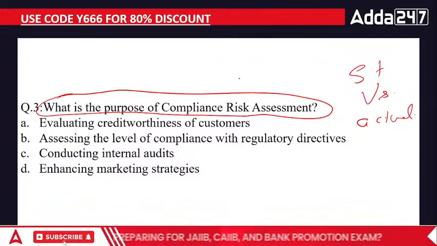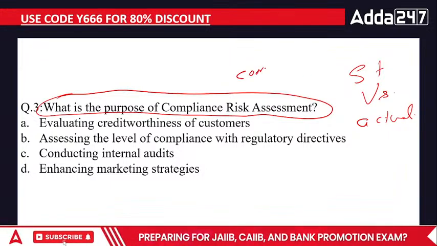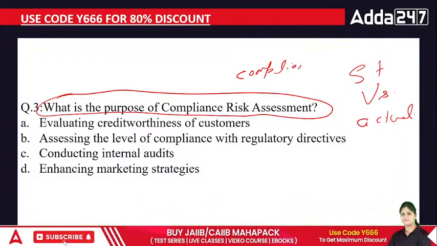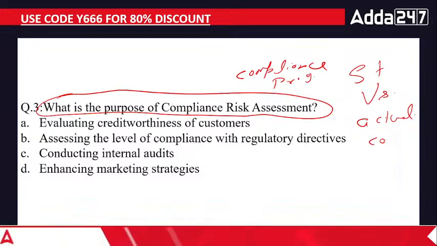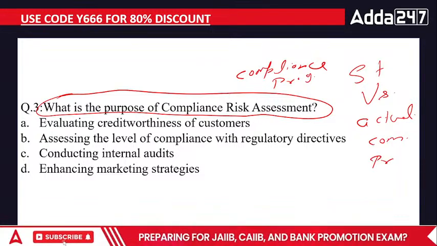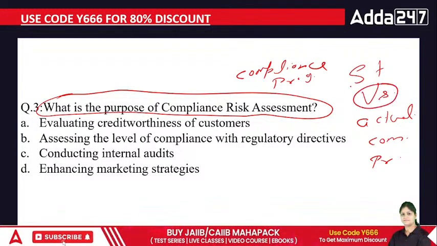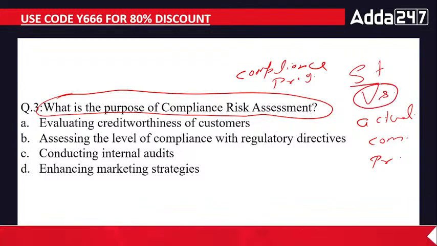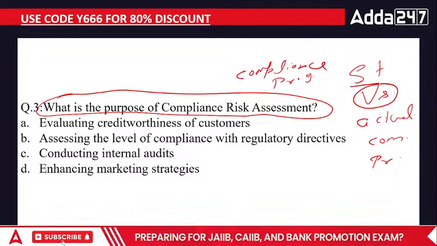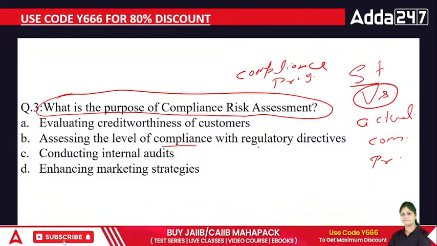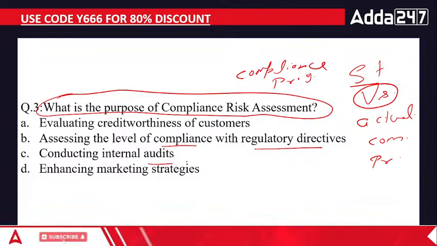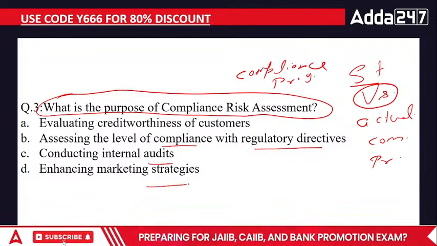So this is the standard compliance program, and this is the actual compliance program. This is where you have to find out the gap between these two. Option A is evaluating the creditworthiness of customers. B is assessing the level of compliance with regulatory directives, conducting the internal audit, and enhancing the market strategy.